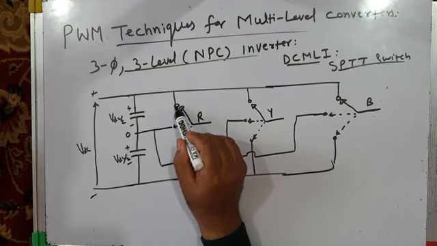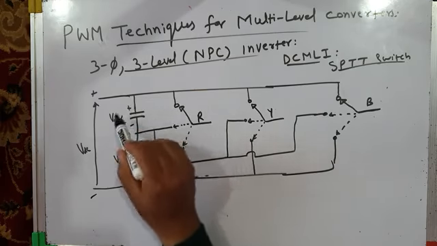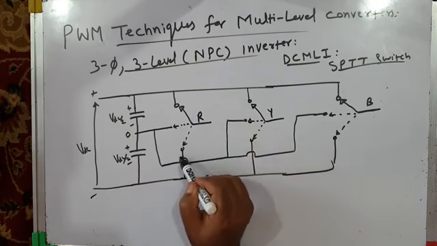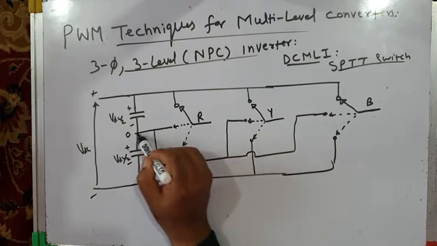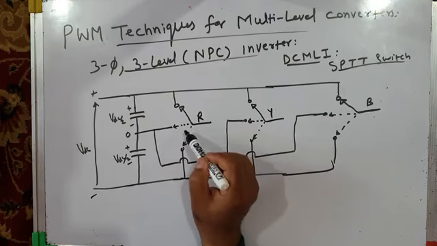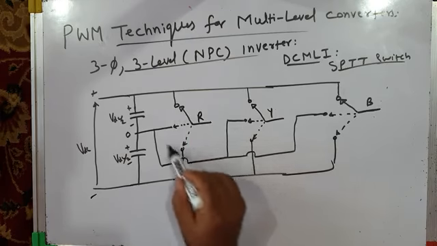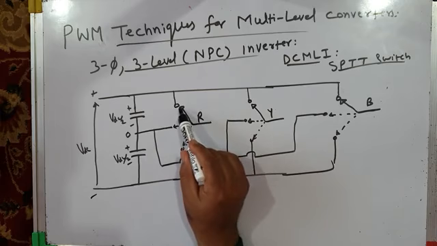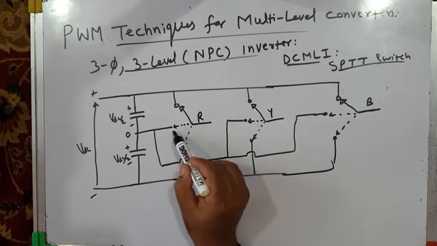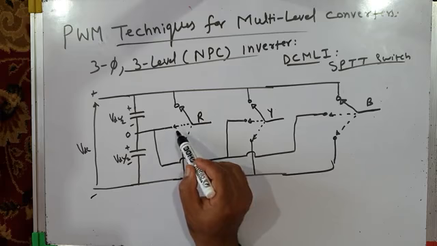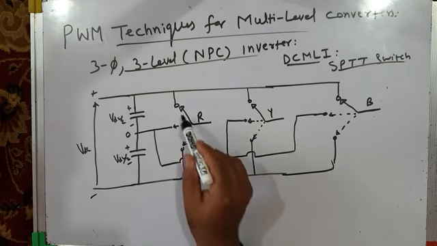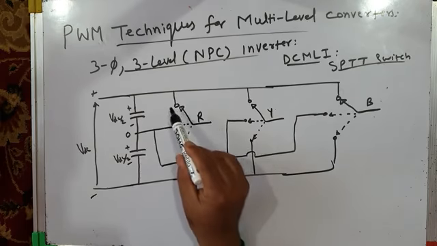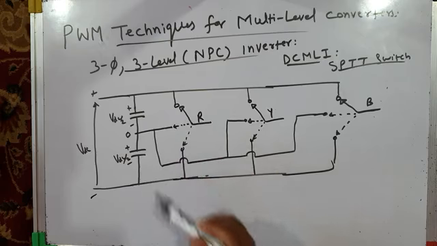When pole R is thrown here, the pole voltage VRO is plus VDC by 2. When pole R is thrown here, the pole voltage is minus VDC by 2. And when pole R is thrown at the midpoint, the pole voltage is 0. Therefore in each phase we have 3 levels of pole voltage: plus VDC by 2, minus VDC by 2, or 0. Whereas in a 2-level converter we have only 2 levels of pole voltage, plus VDC by 2 or minus VDC by 2. Since here the pole voltage has 3 levels, plus VDC by 2, 0 and minus VDC by 2, this type of inverter is called a 3-level voltage source inverter.